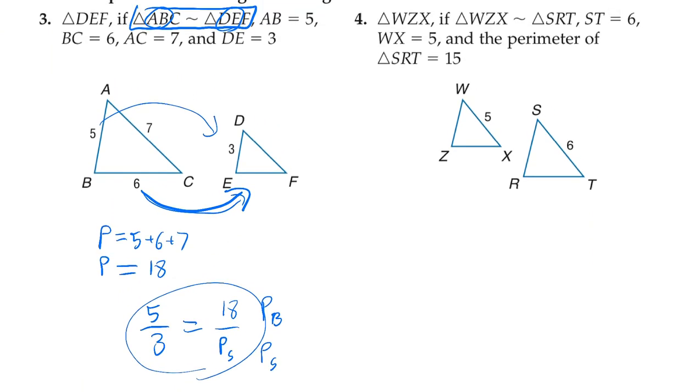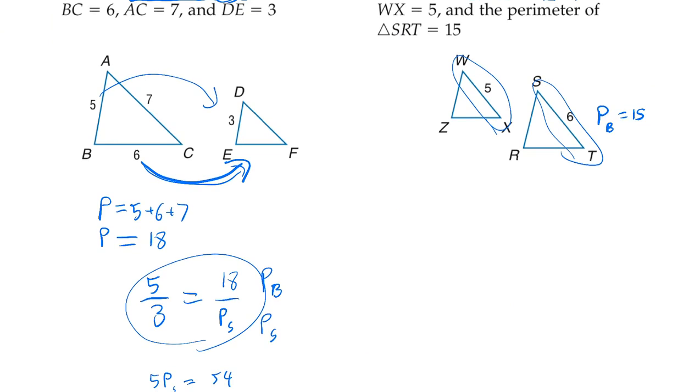Okay, so over here it says, oh, it's given us stuff, but it's in writing. This is much more challenging, okay? Ooh, it says the perimeter of SRT. So the perimeter of this one, which I'm just looking at WX and ST. So these 2 do correspond to one another. So this is the perimeter of the big one is 15. And we want to again find the perimeter of the small. So I'll say 5 is to 6 as the perimeter of the small one is to the perimeter of the big.